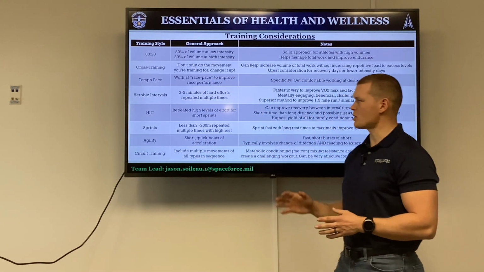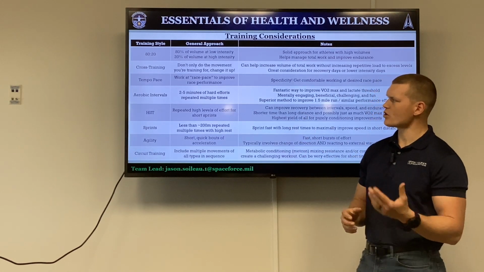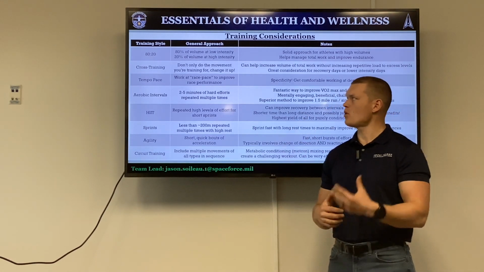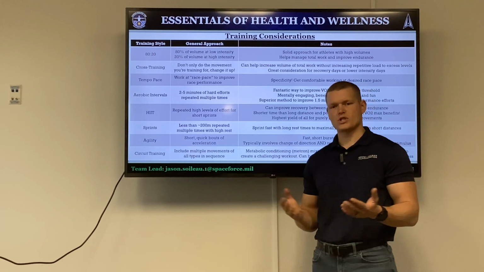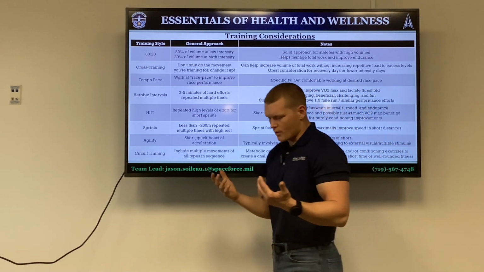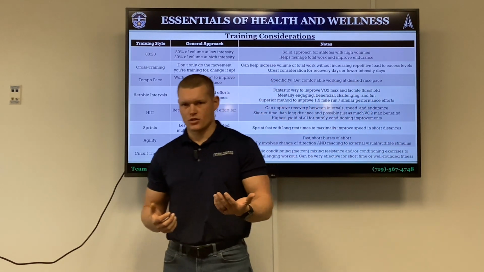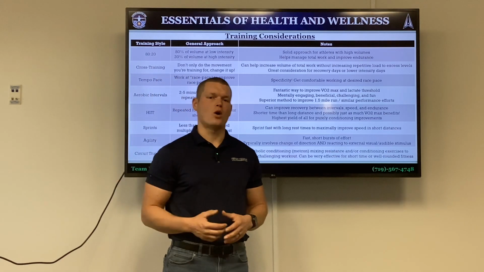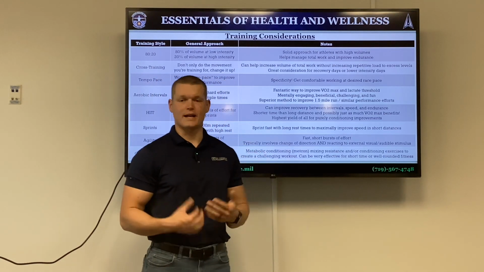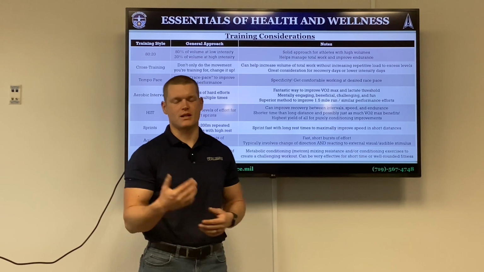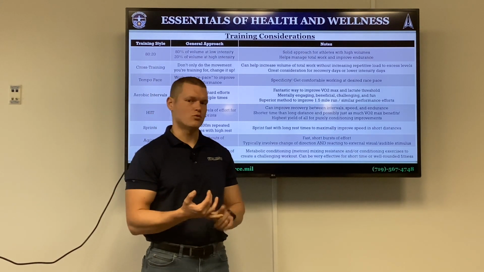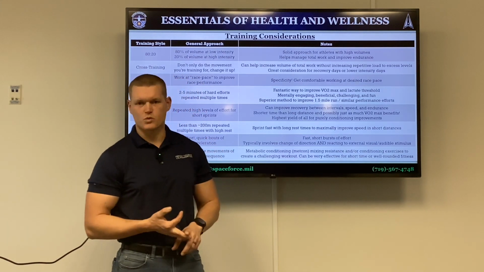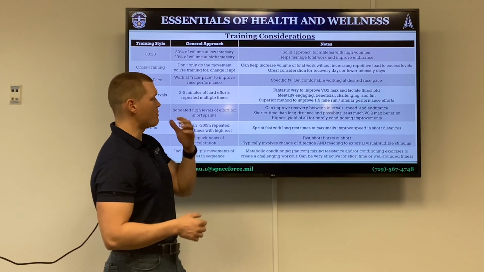I've kind of talked about this a little bit throughout this class, but cross training's approach is essentially: don't only do the movement you're training for, change it up, right? So I could still, let's say, train for running, but it doesn't mean I can only do running to get better at running. I should absolutely run to get better at running. However, I could also do rowing or skiing, swimming, those kinds of things, and still get better, right?